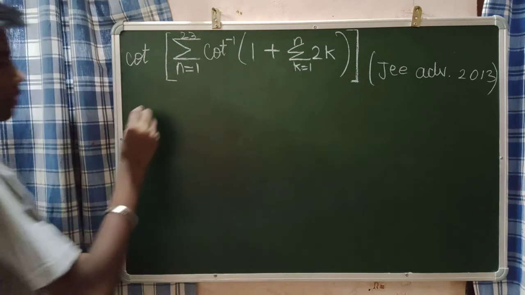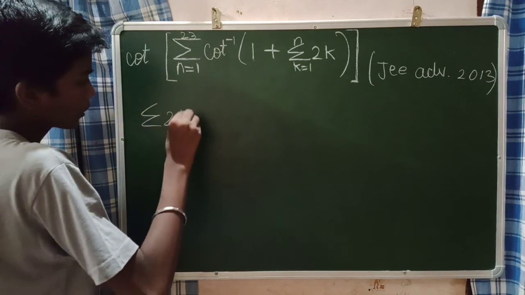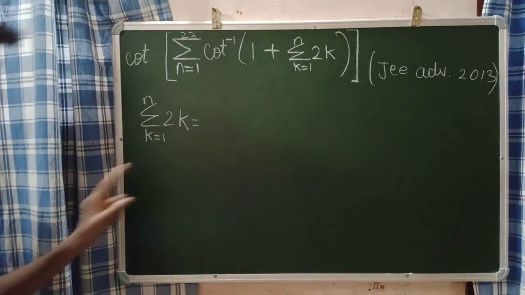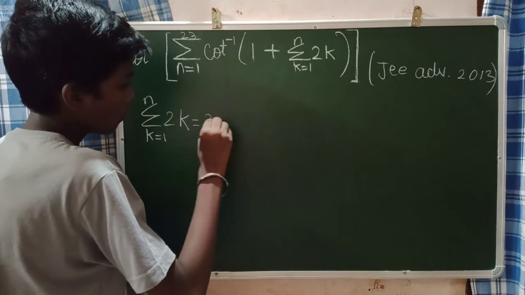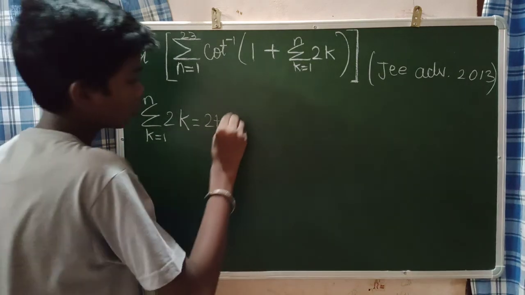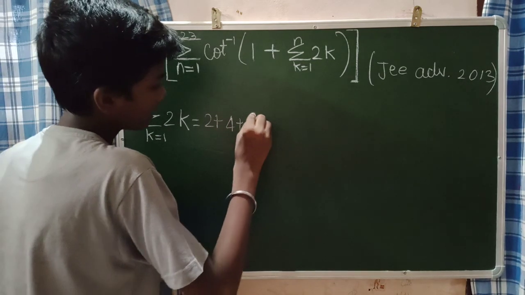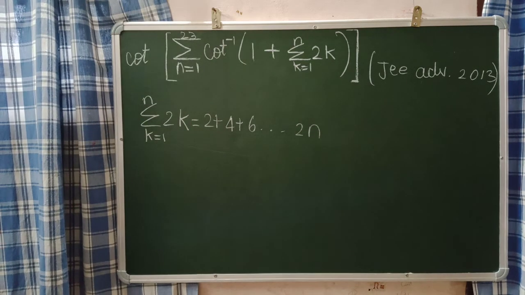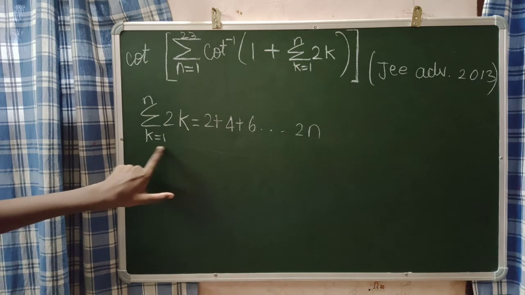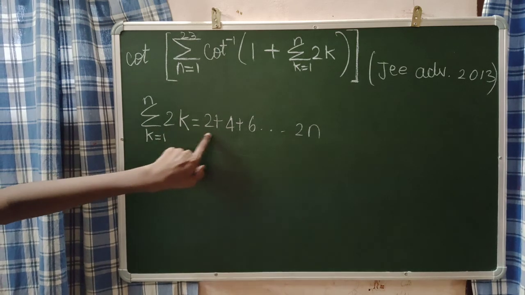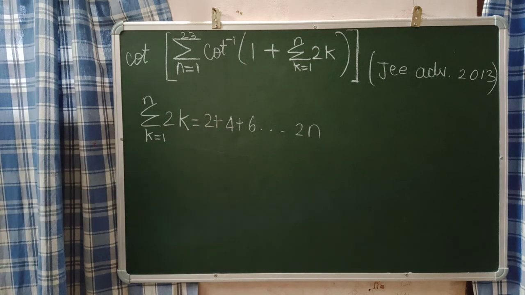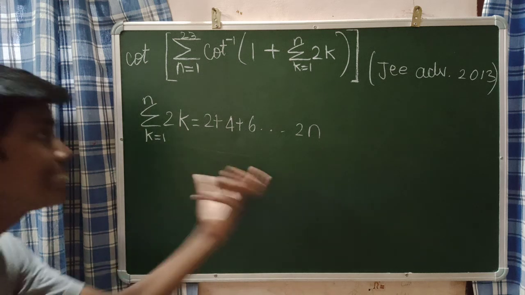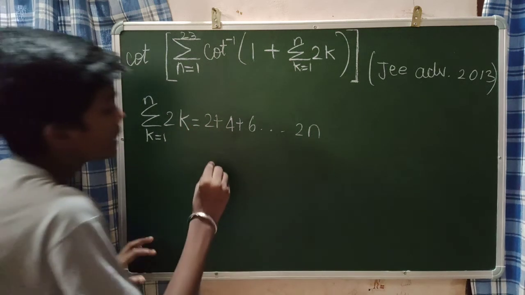When I do that, we will get the summation of 2k from k equal to 1 to n as follows. When you put 1 in place of k, you will get 2. When you put 2 in place of k, you will get 4. When you put 3 in place of k, you will get 6, and it goes on all the way up to 2n.